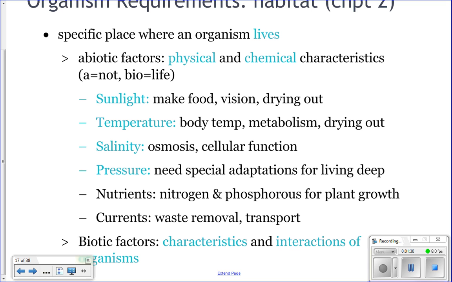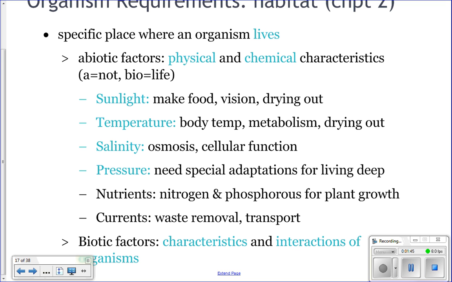It will also affect whether or not the animal dries out. So when we talk about things that are living in the intertidal zone, the amount of sunlight can actually affect how quickly an organism dries out, which can affect if the animal dies or not.